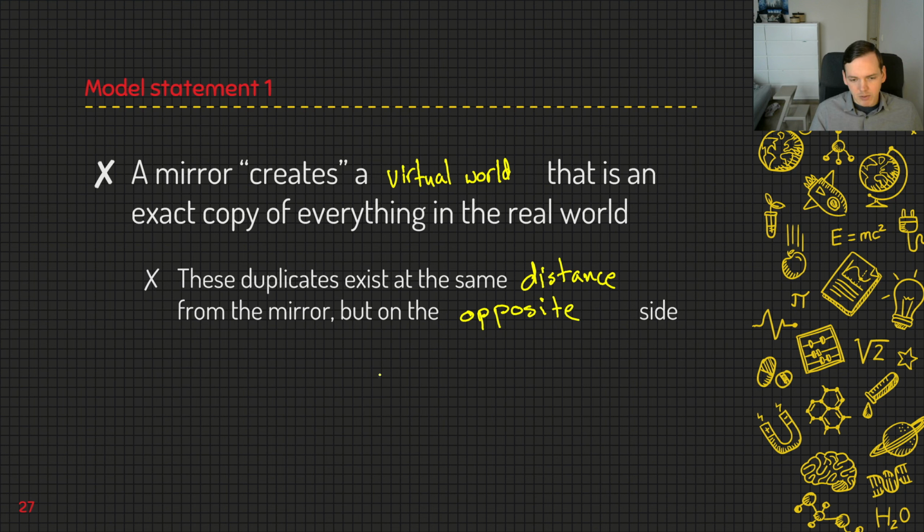So if I've got a mirror here, and I've got a triangle up here, I'm going to get a triangle that's the same distance on the opposite side. If I've got a circle right here, I'm going to get a circle right here. If I've got a square up here, I'll get a square here. So everything's getting replicated, same distance, opposite side.